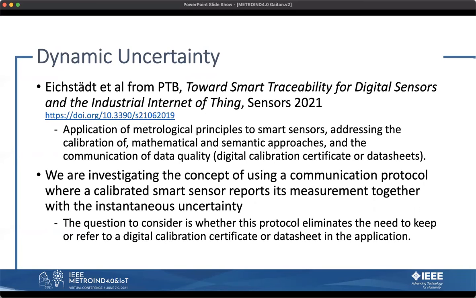What we're talking about today is basically a concept for using dynamic uncertainty and a communication protocol where the calibrated smart sensor reports its measurement together with the instantaneous uncertainty of this measurement. And so this uncertainty may be different depending on the excitation conditions. The question to consider as I'm going through this talk, and for you to consider, is whether this protocol might eliminate the need to keep or to refer to a digital calibration certificate or data sheet by the host computer in the application.